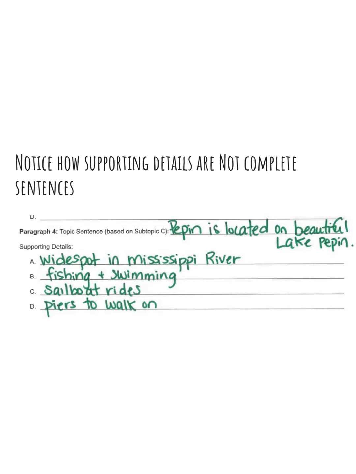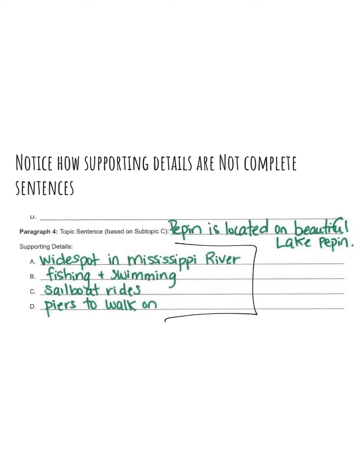All right, so now here's the part many of you have been waiting for. We are adding our supporting details. Notice how my supporting details here are not complete sentences. Okay, so Pepin is located on beautiful Lake Pepin. That's my topic sentence. It starts with the city, and then I'm writing my supporting details. What am I going to write underneath that? Now, these are the littlest.